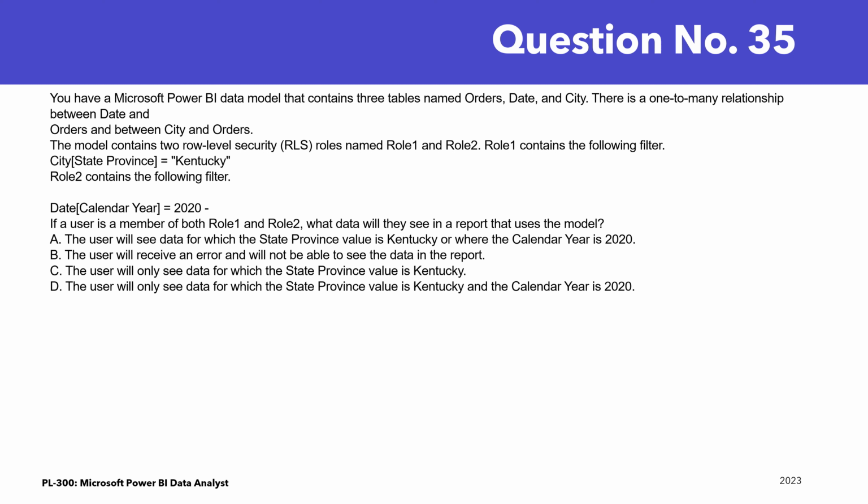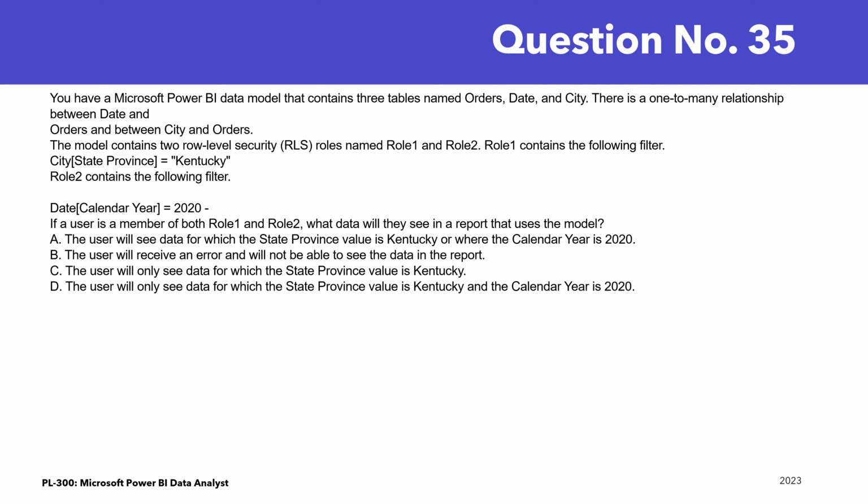There is a one-to-many relationship between date and orders and between city and orders. The model contains 2 row-level security (RLS) roles named Role 1 and Role 2. Role 1 contains the following filter: City State Province equals Kentucky. Role 2 contains the following filter: Date calendar year equals 2020.